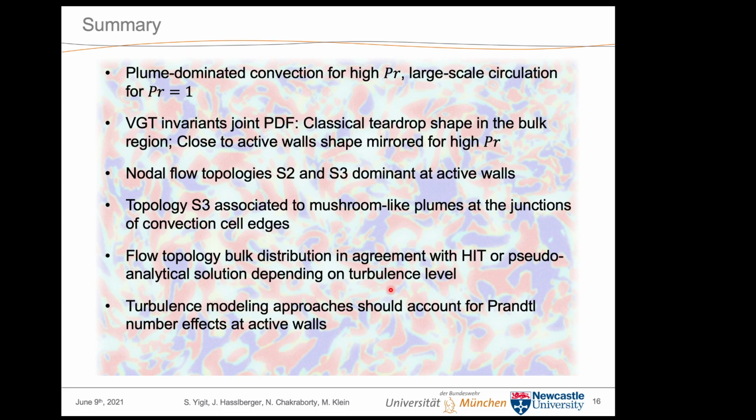Okay, I don't want to repeat all the points again, just one comment at the end. You have to be careful when you want to take established modeling strategies from low Prandtl number flows, let's say gaseous fluids, to liquid fluids, where you can have much higher Prandtl numbers. I think that is something that we can have here as a takeaway message.